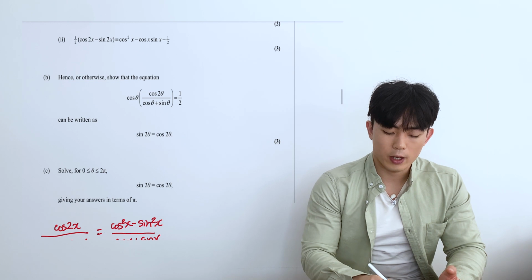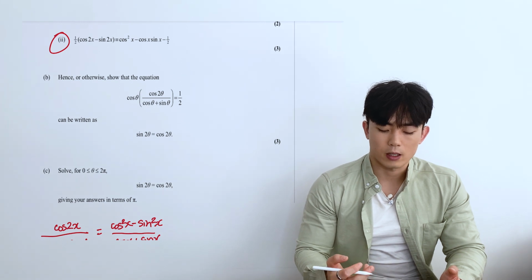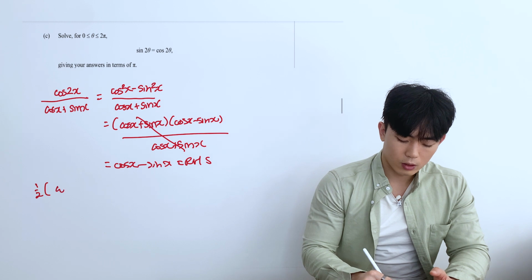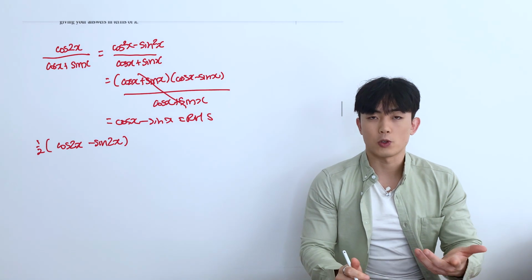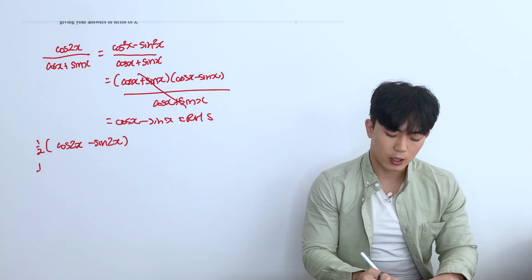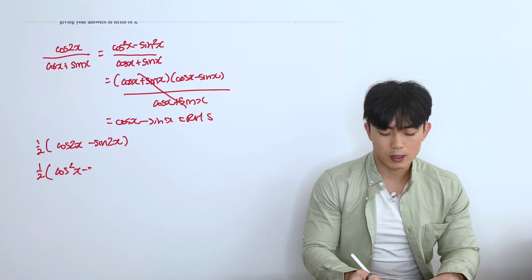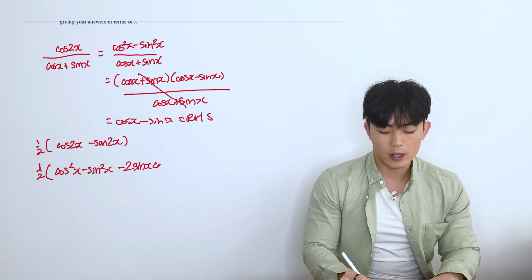Maybe we can look at the second one here. Half cos 2x minus sine 2x is equal to cos squared x minus cos x sine x minus a half. So, half cos 2x minus sine 2x. Once again, this is 2x, so we can expand it, right? We can say it's half of cos squared x minus sine squared x minus 2 sine x cos x.